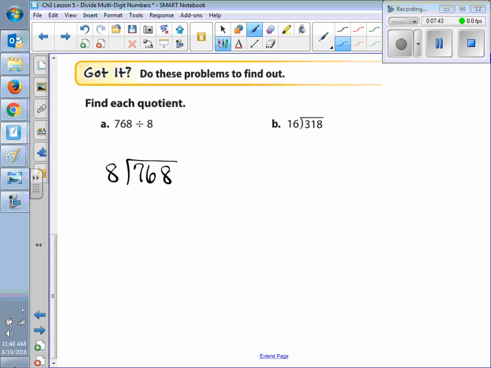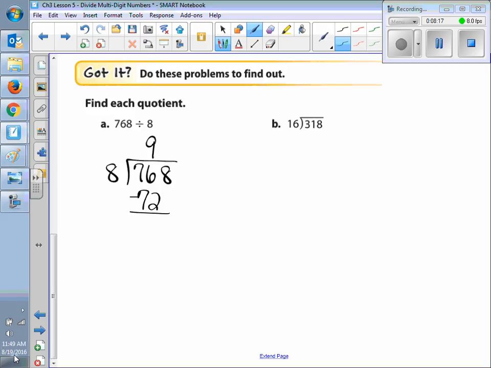You with me? All right. So, how many times does 8 go into 7? Can't do it, right? So we have to bring in the other number. So how many times does 8 go into 76? 8 times 8 is 64. 8 times 9 is 72. So we can do more than 8. You see that? So we've got 9.